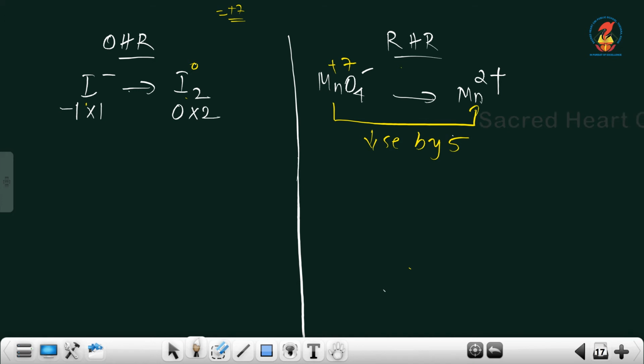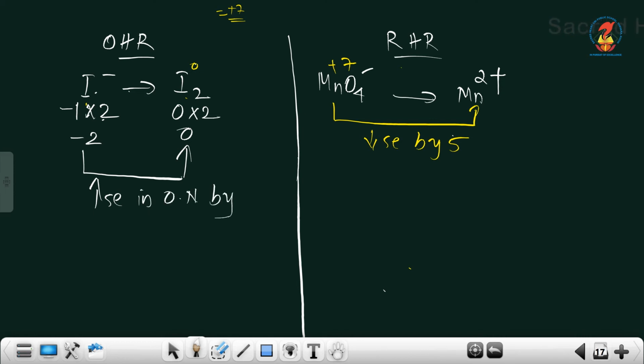So 0 is the oxidation state of free iodine, and 0 into 2 we are writing. So here also we have to write it as 2. We have to consider the case of the same number of atoms. So here, if it is 2, here also we have to multiply with 2. So -2 to 0. What happens here? There is -2 to 0. So actually there is an increase in oxidation number by how much? -2, -1, 0.